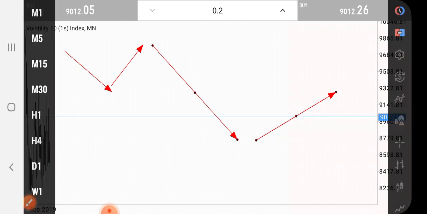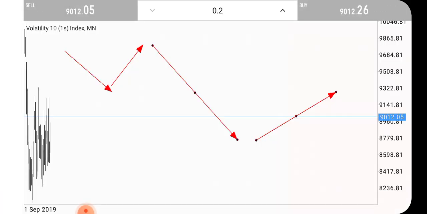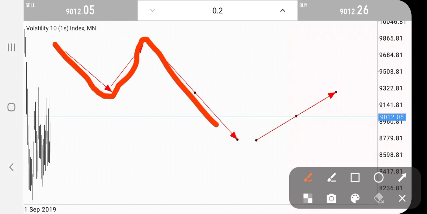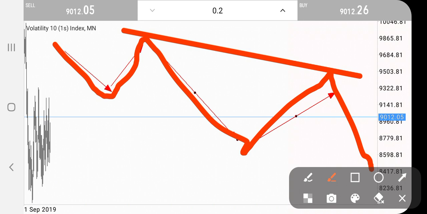This one just keeps on moving. I wanted to show you that's how the market is moving. So here the market moves from this point, comes back, moves, makes another lower low, then moves and makes this lower low. So this is our trend. This is our downtrend.